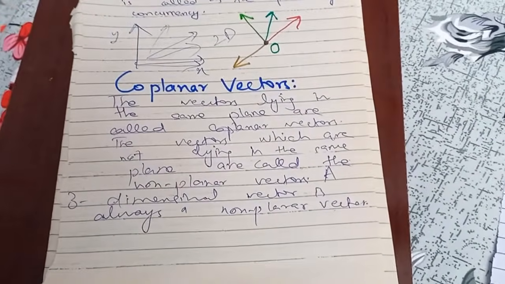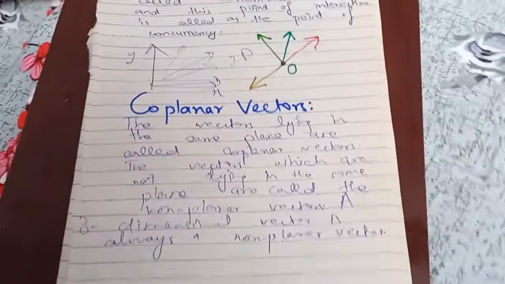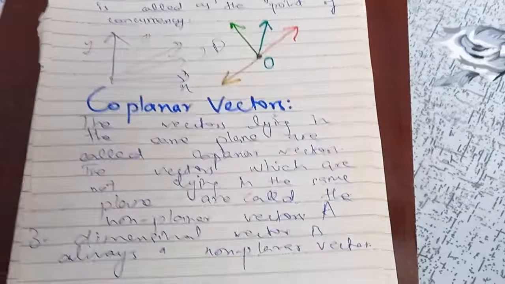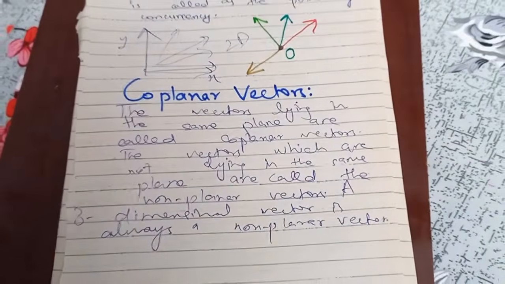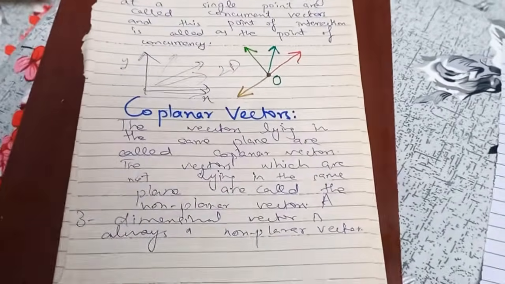But all 2D vectors are not coplanar to each other. They are non-coplanar vectors as well. As I told you, it depends which plane you are talking about. There are infinite possible planes in 2 dimensions as well. Okay, so these are coplanar vectors.